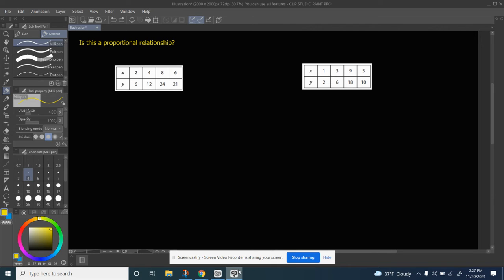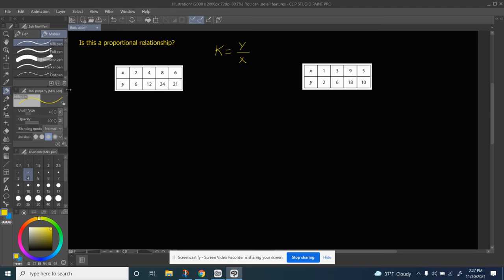So what we want to do here is take a look at how to determine if we are given a proportional relationship. Something to keep in mind is that in order for there to be a proportion, we need to have a consistent constant of proportionality. We use the variable k to stand for this. And the constant of proportionality is found by having a consistent ratio of y over x.